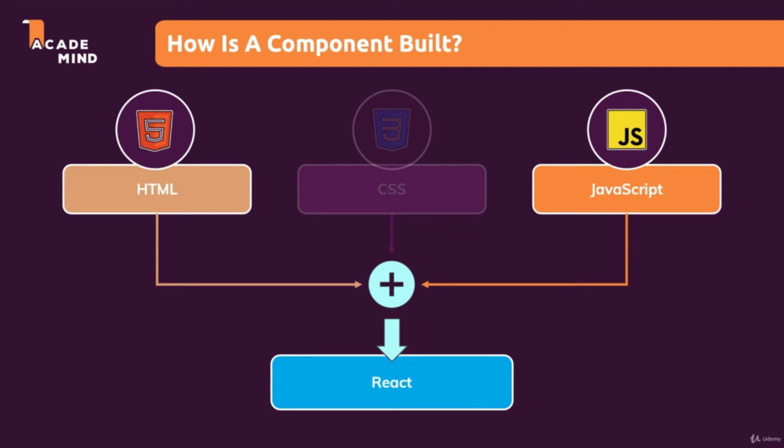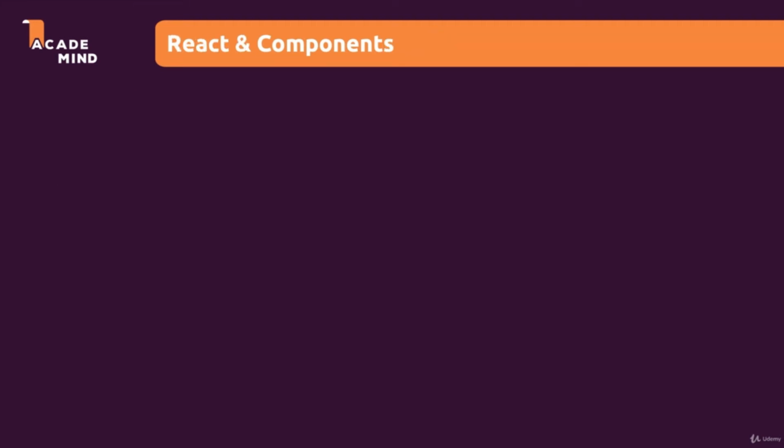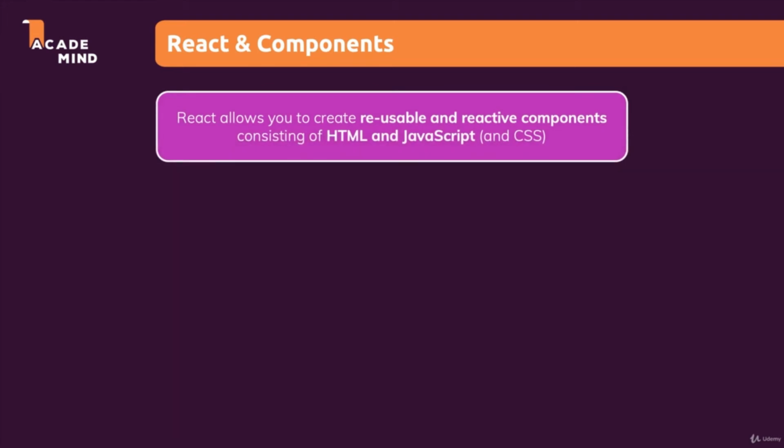Mostly, React components are about combining HTML and JavaScript. And then, of course, you also can add CSS, but that's not the focus of React. Nonetheless, I will teach you how you can make sure that your components look beautiful. So, long story short, React is all about components and about building these components which we combine together. React allows you to create these reusable and reactive components, and you are going to see what reactive means in detail later. React allows you to build these reusable and reactive components consisting of HTML and JavaScript, and as I mentioned, also a bit of CSS.